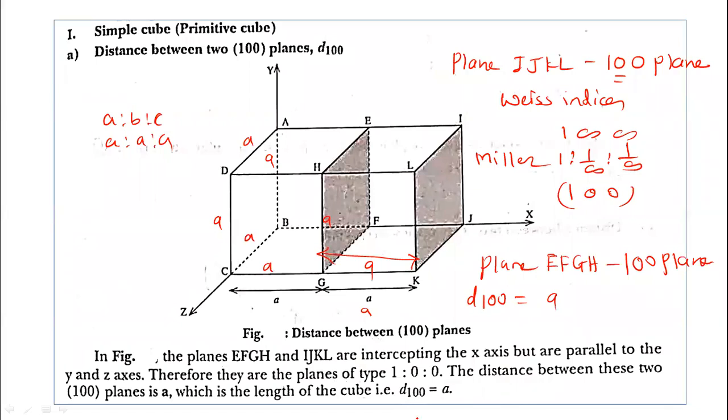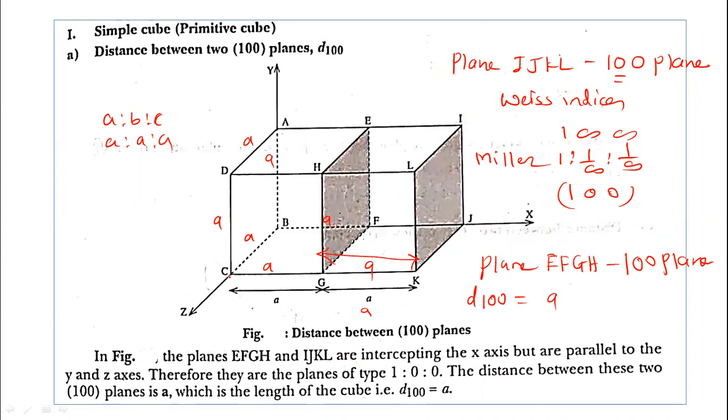So the planes EFGH and IJKL are intercepting the x-axis but are parallel to the y and z axes. Therefore, they are planes of the type 100. The distance between these two 100 planes is A here. This diagram clearly shows this distance, it is A.